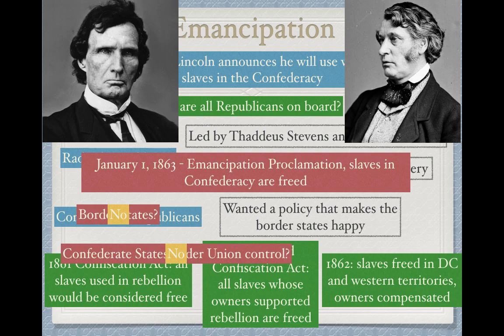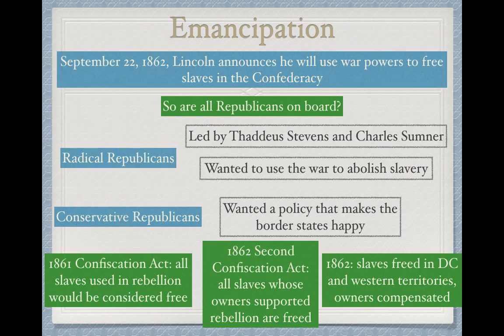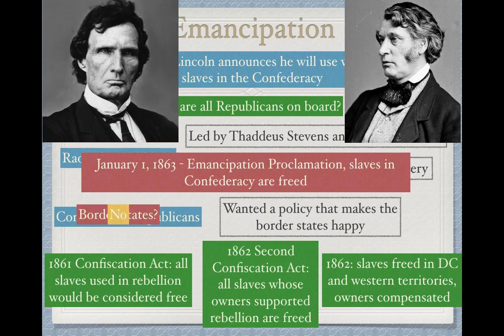No, it does not. Okay, so in 1861, we also have the Confiscation Act, where all slaves used in rebellion are going to be considered free. In 1862, you have a second Confiscation Act, where all slaves whose owners supported rebellion are freed. And in 1862, you have slaves freed in D.C. and Western territories, with the government paying the owners for the loss of their slaves. So I'm not trying to downplay the Emancipation Proclamation, but know that it happens in a context, know that it was a compromise, and know that it doesn't free all of the slaves overnight. Slaves don't wake up the day after the Emancipation Proclamation and consider themselves to be free.